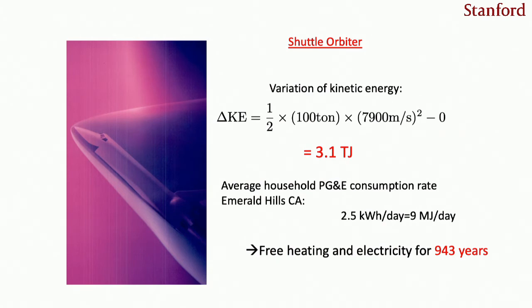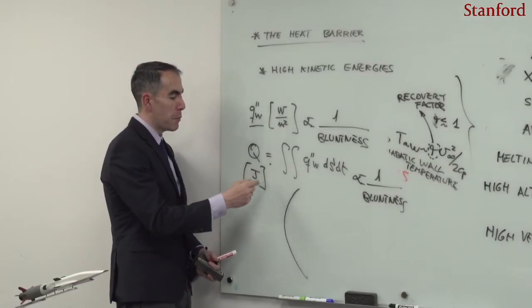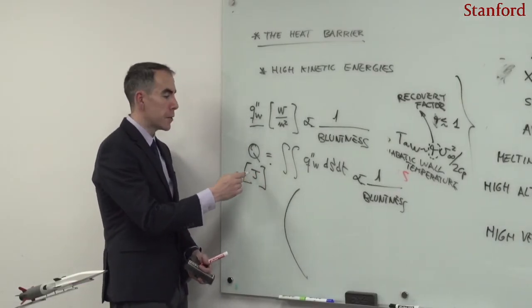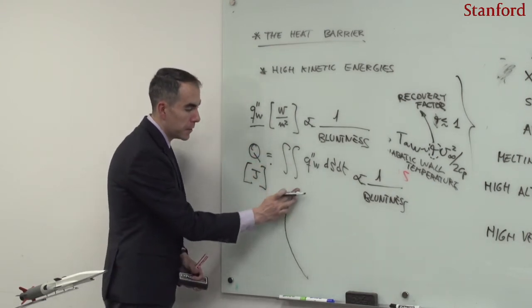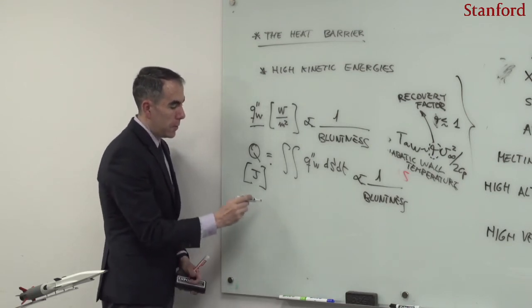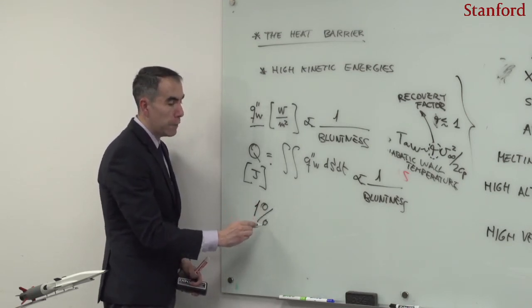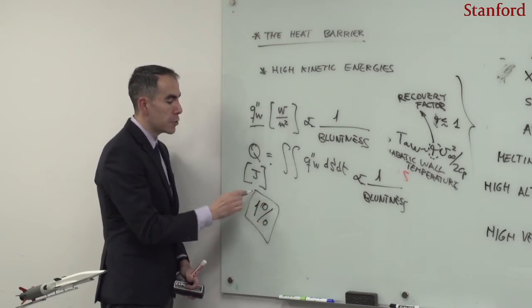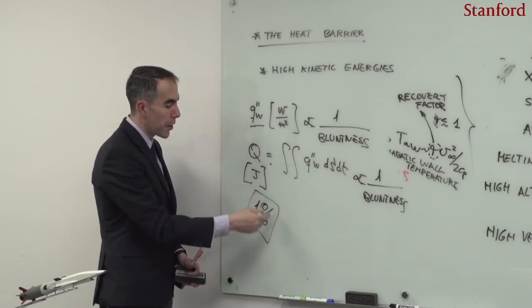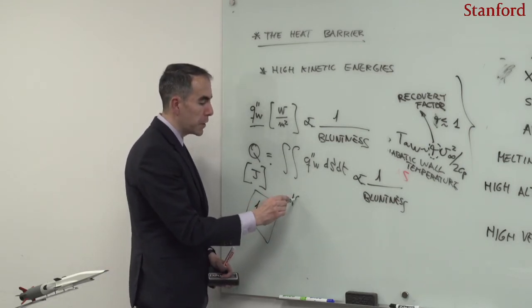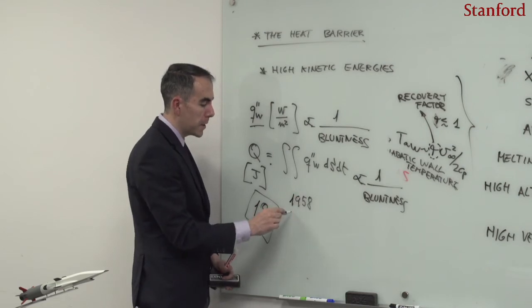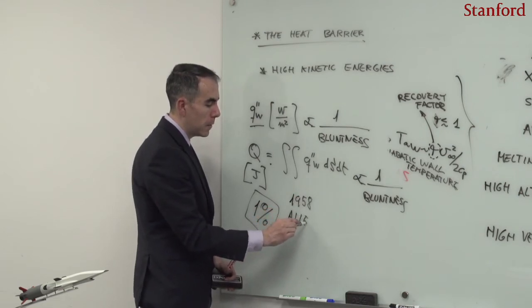But it is also important to say that of the heat that you see there, the 3.1 terajoules, not all of it is actually absorbed into the vehicle, because otherwise the vehicle would basically disintegrate. Just 1% of that heat that you have seen in the slide is actually absorbed into the vehicle. And this ratio was calculated back in 1958 in a famous study by Allen and Eggers.